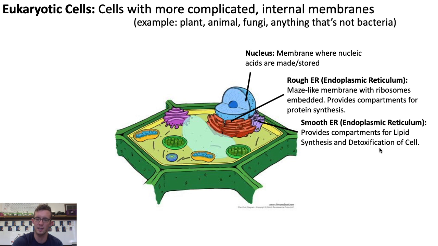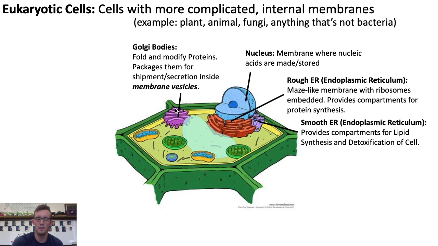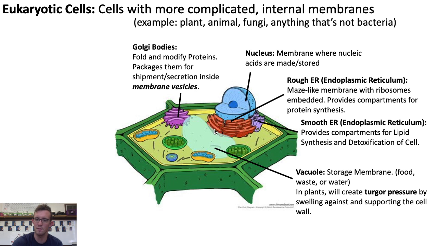for detoxifying the cell. They'll have Golgi bodies that can fold and modify proteins after they have been synthesized, and then package them up for shipment or secretion inside of tiny membranes called vesicles. Another type of internal membrane would be a vacuole, which is a storage membrane. It can store food or waste or water.